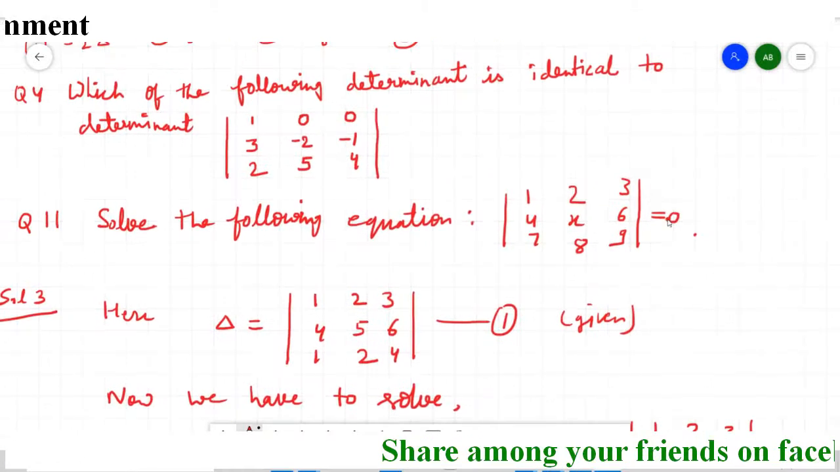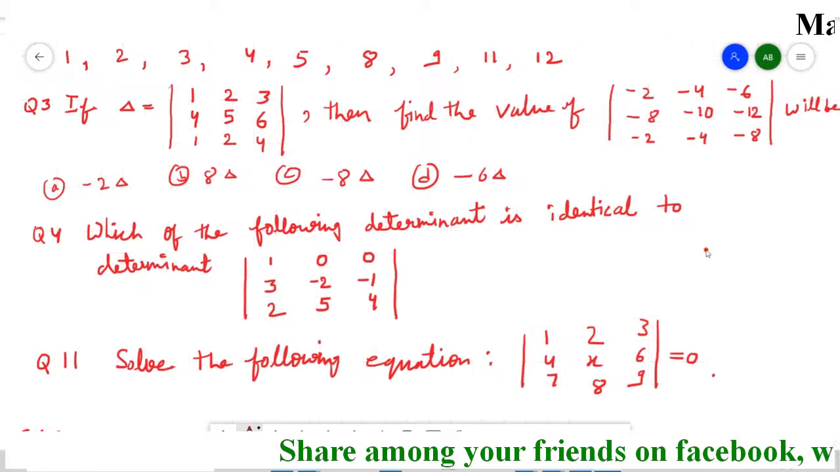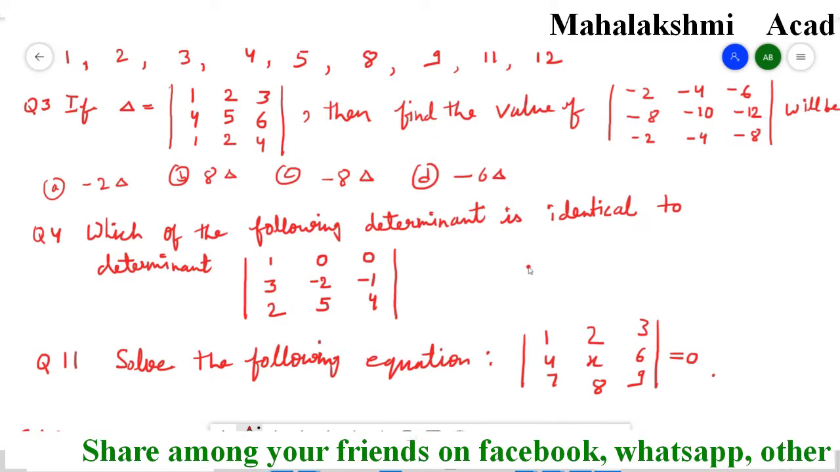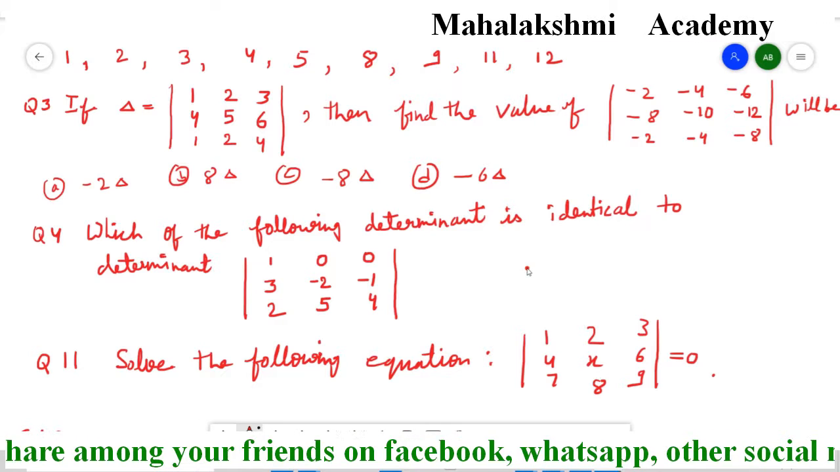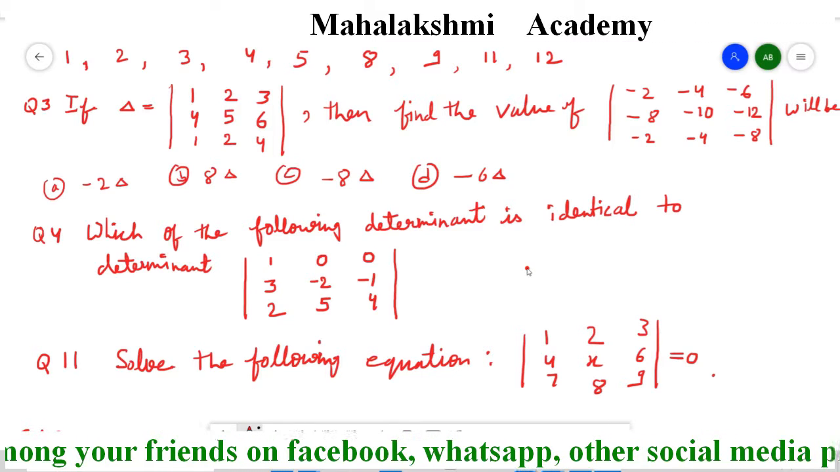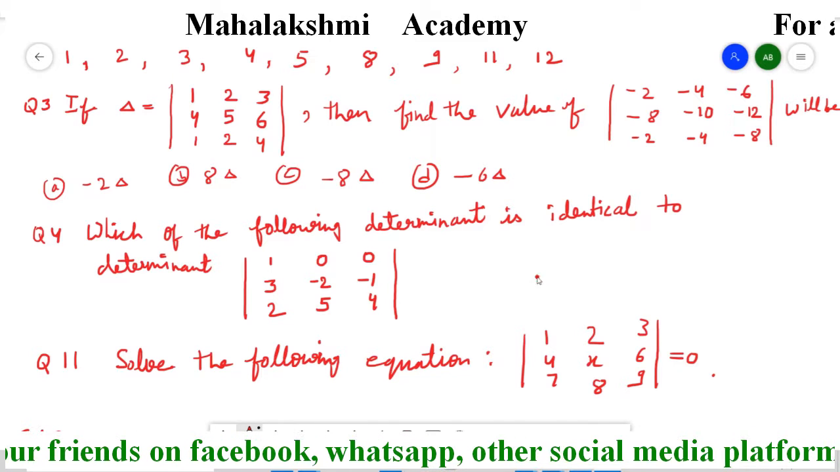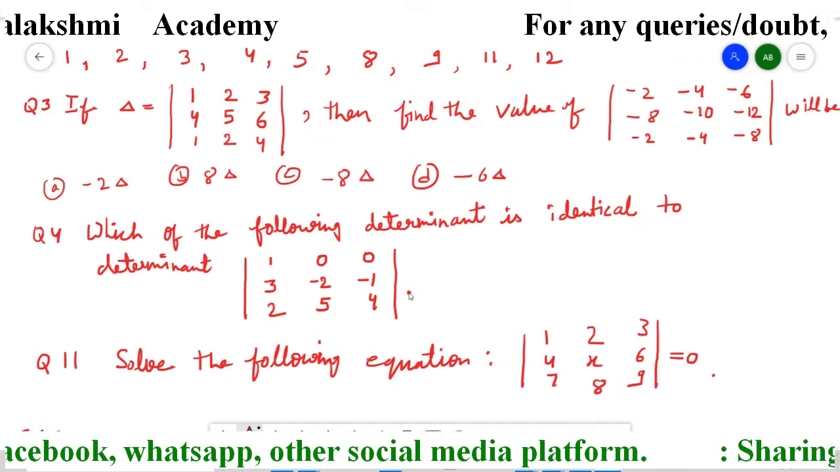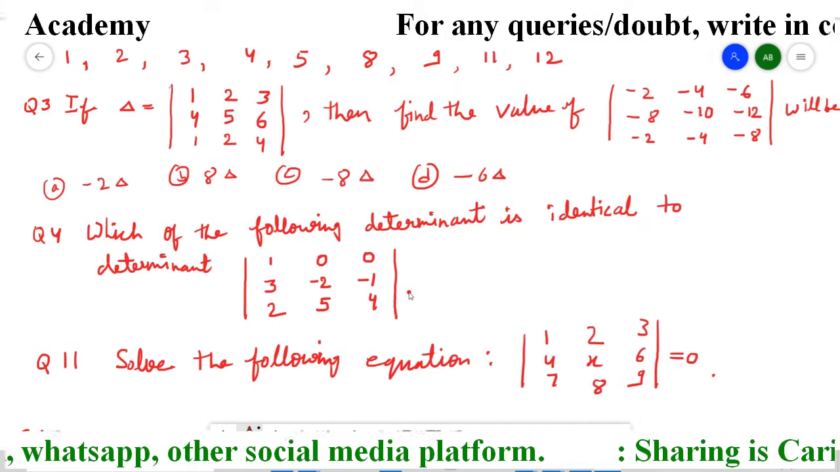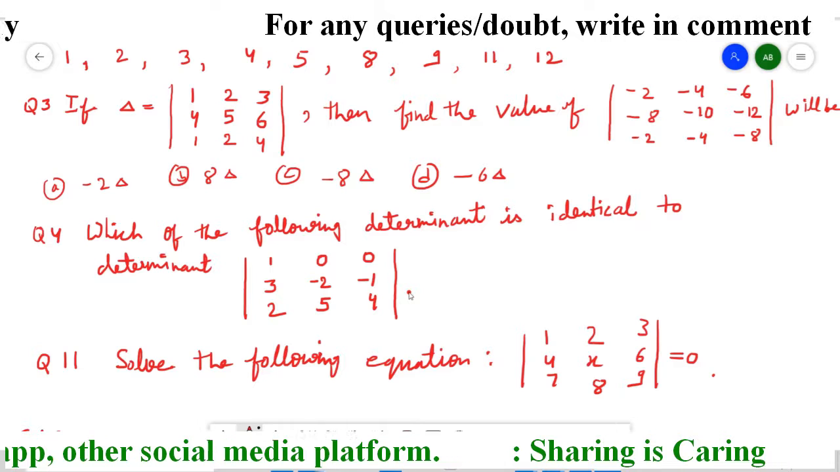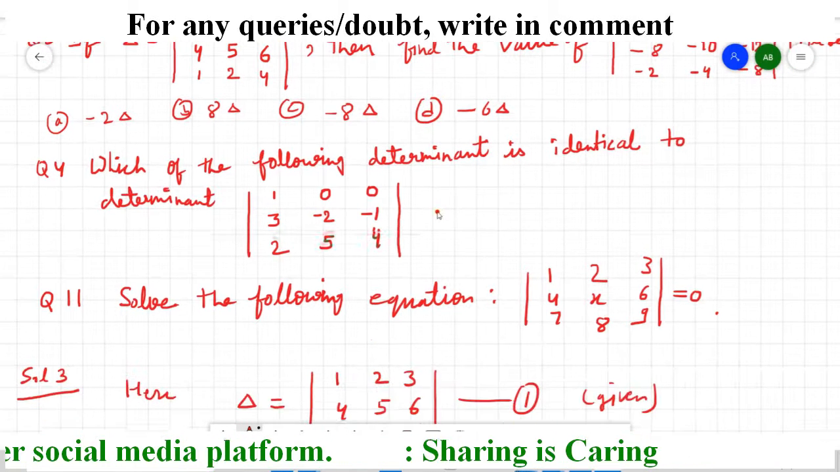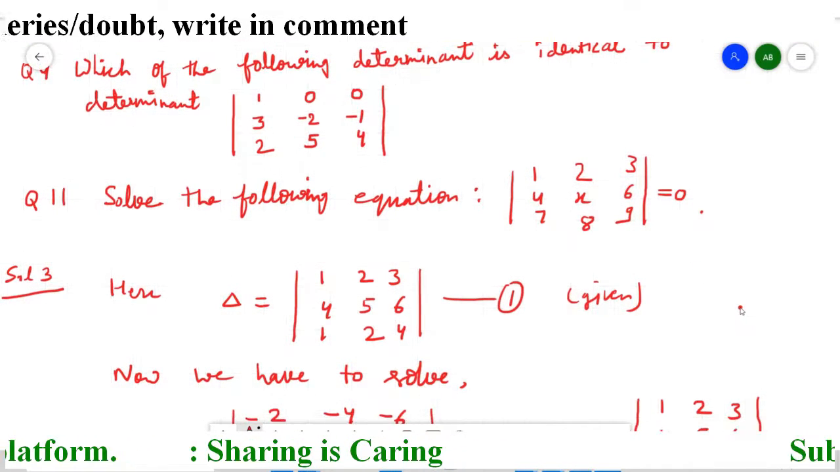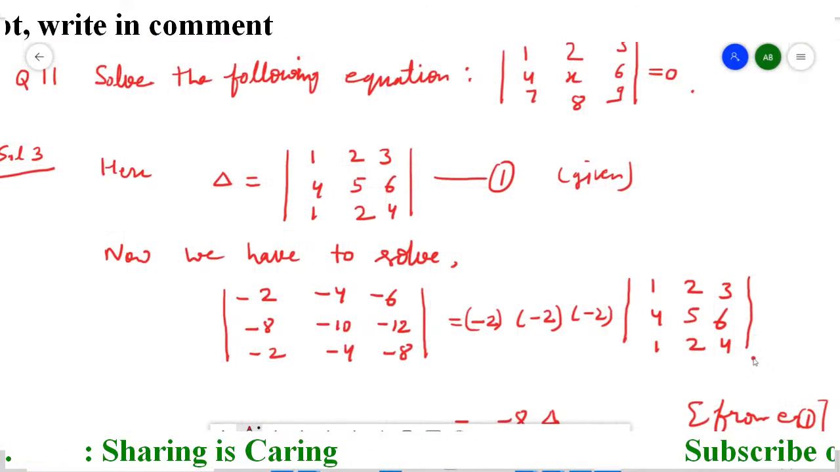In the same way, one more different question is available, that is question number 4. Which of the following determinants is identical to the determinant? In this question also some correction is needed, so observe this question in your book. One determinant is already given to us and you have 4 options, and from those 4 options you have to find out which one is identical. I think there are 2 options which can be identical, so we'll solve it.